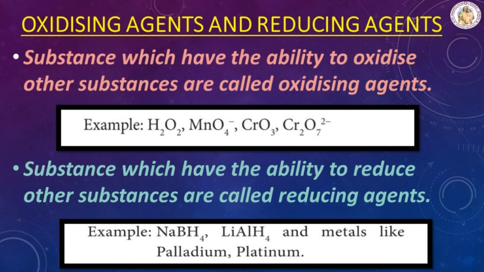Substances which have the ability to reduce other substances are called reducing agents. For example, NaBH4, LiAlH4 and metals like palladium, platinum. These are also called electron donors because they donate electrons to other substances. So these are called reducing agents.